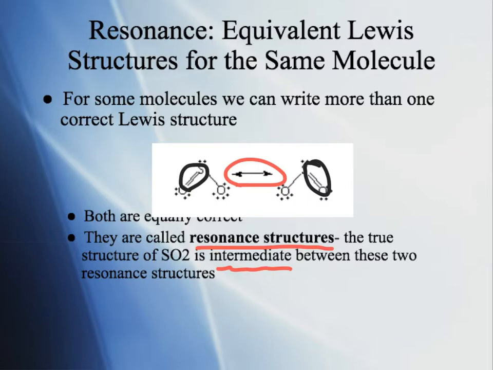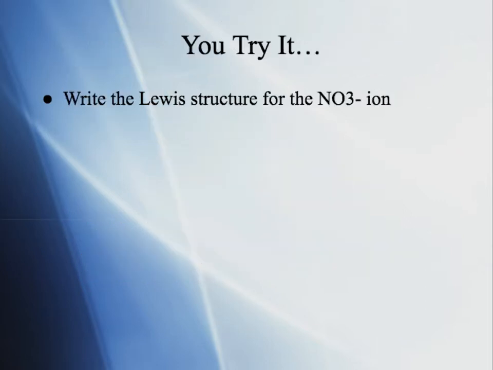Anytime you've got more than one correct Lewis dot structure for a particular compound, you write all of the possible Lewis dot structures for it, and then write double arrows to represent resonance, or an intermediate between those structures. So let's see how that works. Let's take a look at how it works for a polyatomic ion, nitrate.